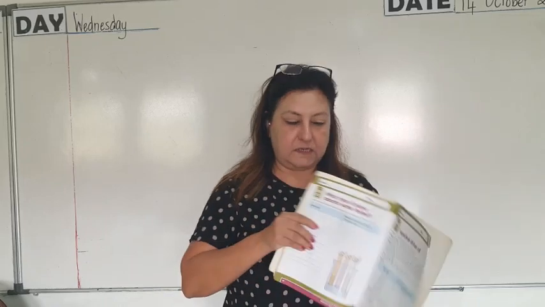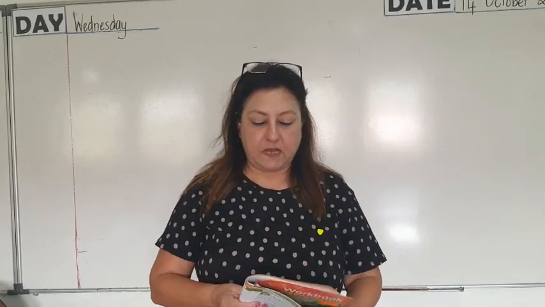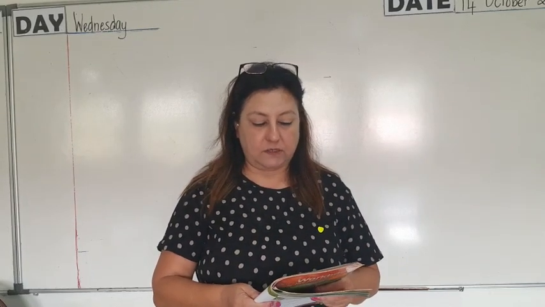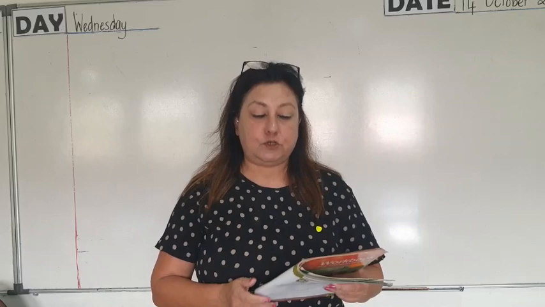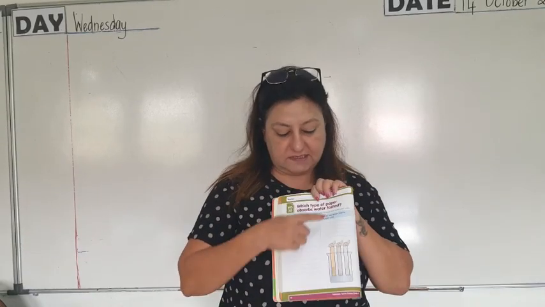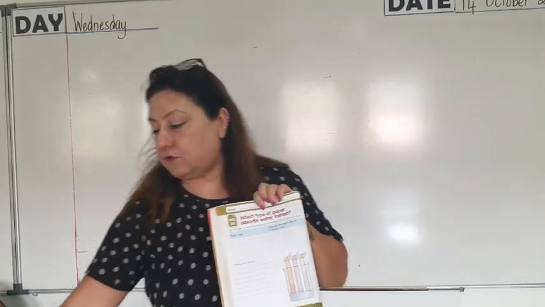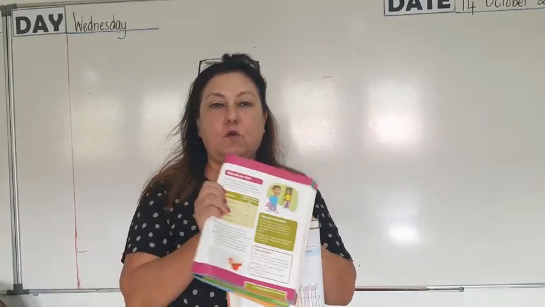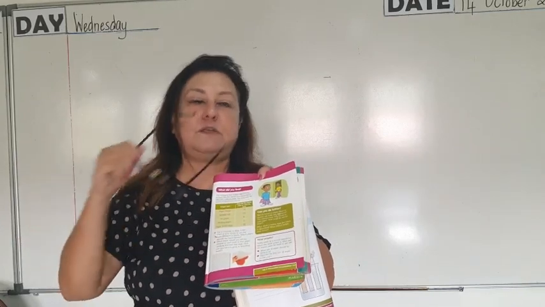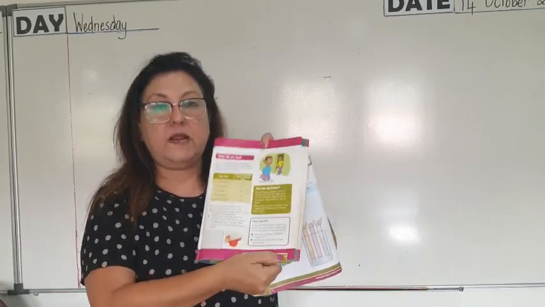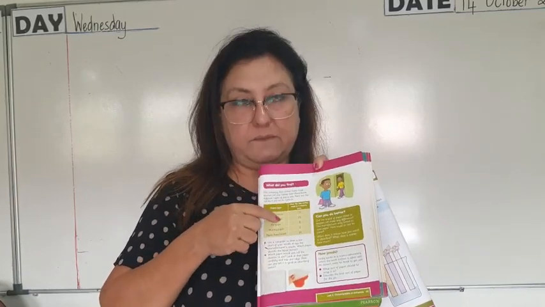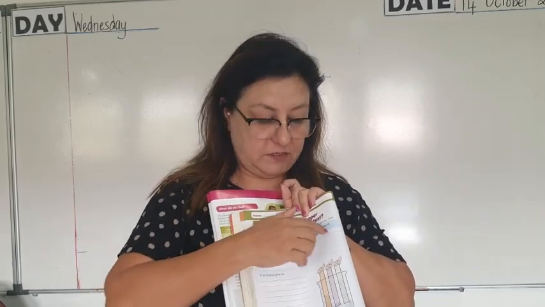Now the first part is which type of paper absorbs water the fastest. Use the table to record the data from your investigation. Draw a bar chart. This is the table in your book. You have to copy the table from your student book, page 49. Can you see page 49? We read this yesterday. You need to copy it in your workbook.